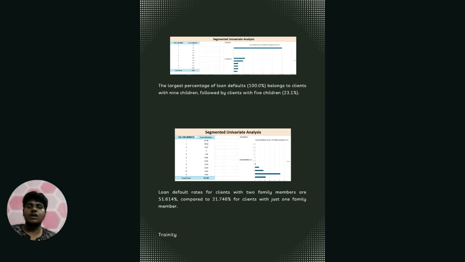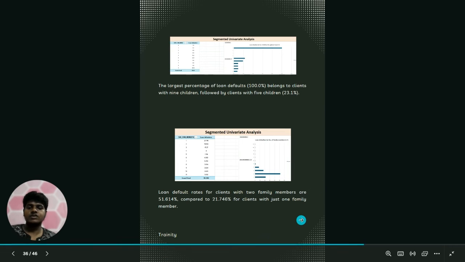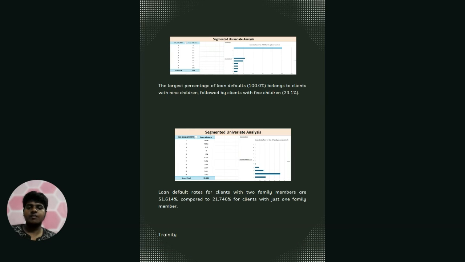When it comes to the number of children, clients having 9 children have the highest rate of loan defaulters, with 100%, whereas 5 children has the second highest. When it comes to the number of family members, clients having 2 family members have the highest number of loan defaulters, followed by 1 family member.